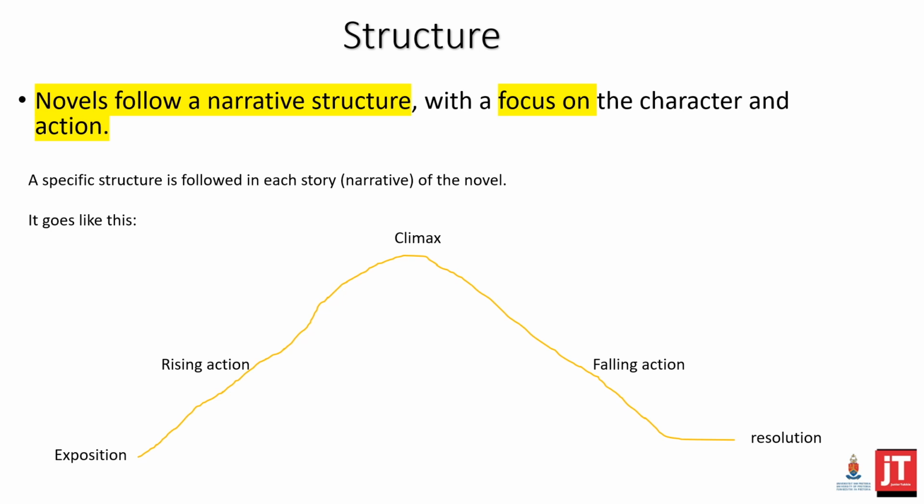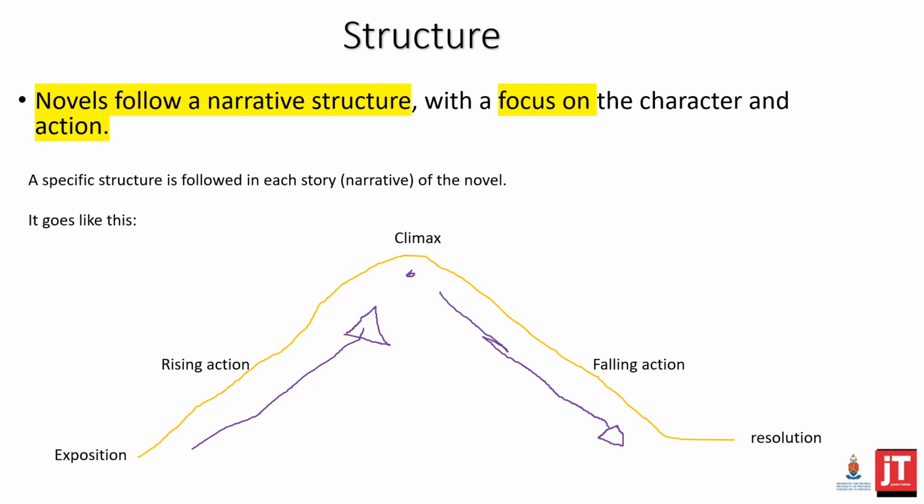So as we've mentioned before, novels follow a narrative structure, okay? They follow a storyline to a certain extent with a focus on the character and, of course, the action. What's important to note here, guys, is that they follow a specific structure in each story. There are certain themes and characteristics that you need to know and look out for, and you need to know the definition of the following words. Here we see the structure in a very basic way. It's going uphill like so. We reach some sort of pinnacle moment, and then it falls down, sort of like a hill or a volcano or a mountain. It's going down, down, down, to some sort of resolution.